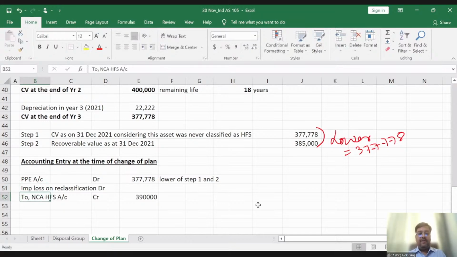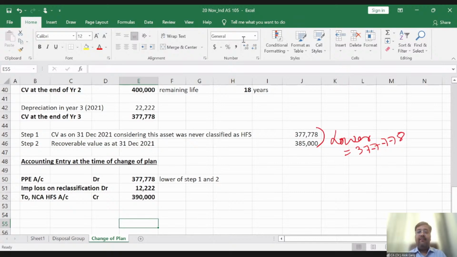Impairment loss on reclassification debit 390 minus 377,778. Right? Clear? Is it clear, friends? This will go to impairment loss on reclassification debit. Let me know any doubt, any challenge, any problem so far. Please do let me know.